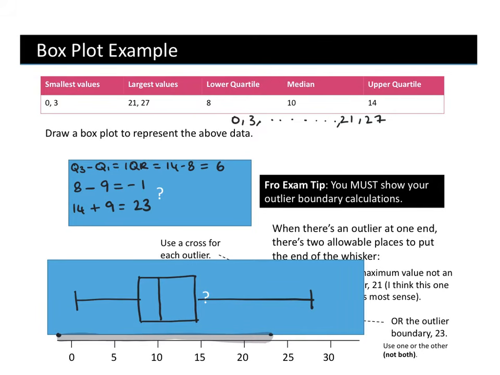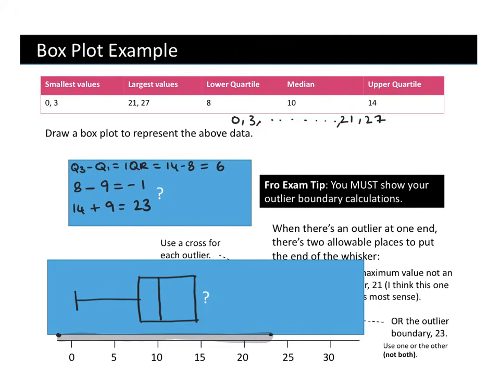Now what we would normally do is put a cross, but that doesn't look quite right, does it? We want to show the whole representation of the data. So we could do one of two things. You cannot do them both. You do one or the other.